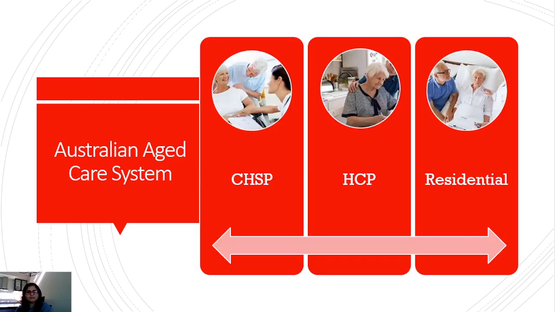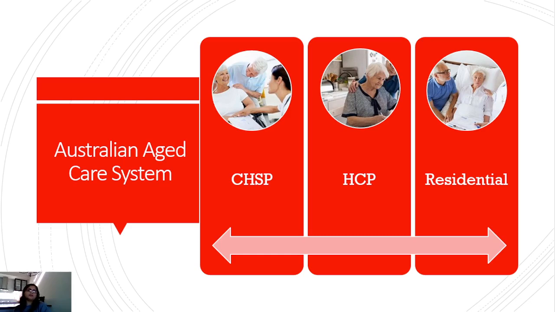So the Australian healthcare system can be largely broken down, for people over 65 years of age, into CHSP, which is the Commonwealth Home Support Program. It's an entry-level program. When we first admit the client, they are often given services under this program funded by the Australian government.